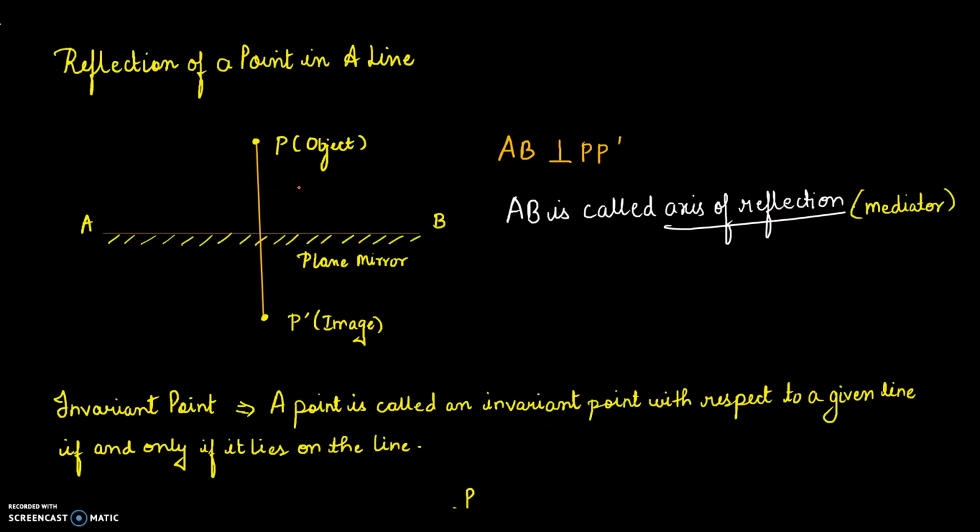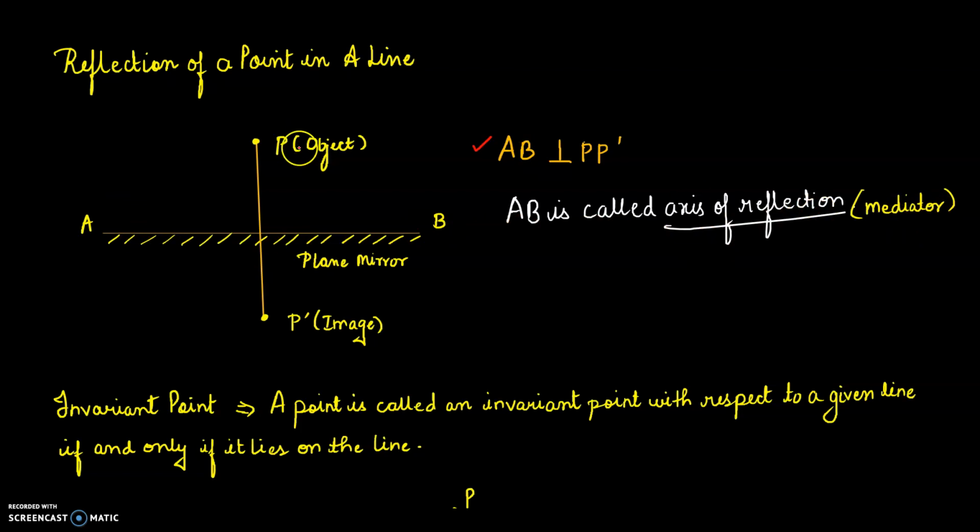Now reflection of a point in a line, you have done this chapter reflection in class 10th physics, and when we keep an object in front of a plane mirror, we get an image. An image is formed and this is P dash. Here you can see that AB is perpendicular to PP dash. AB is called the axis of reflection or the mediator.